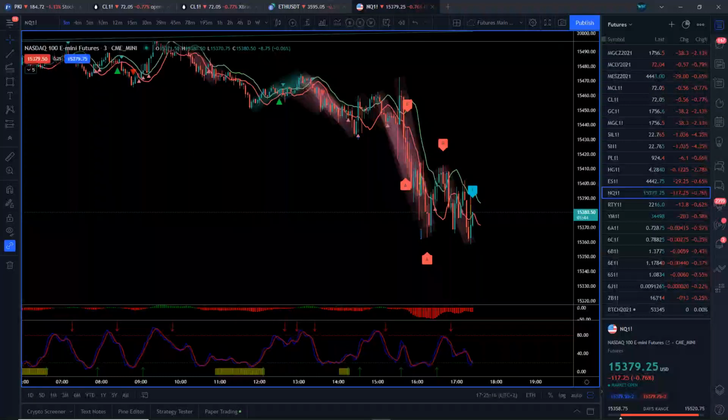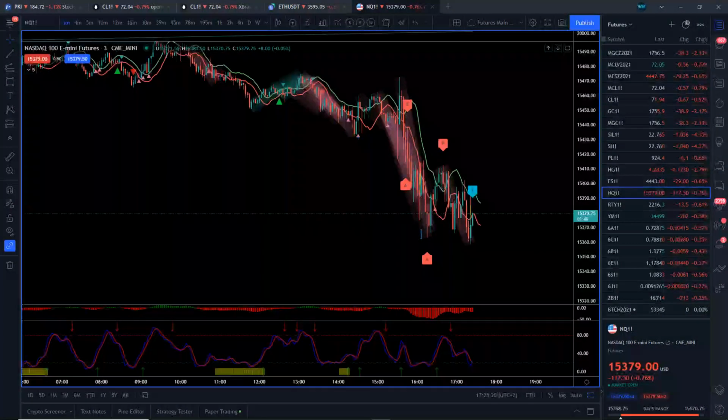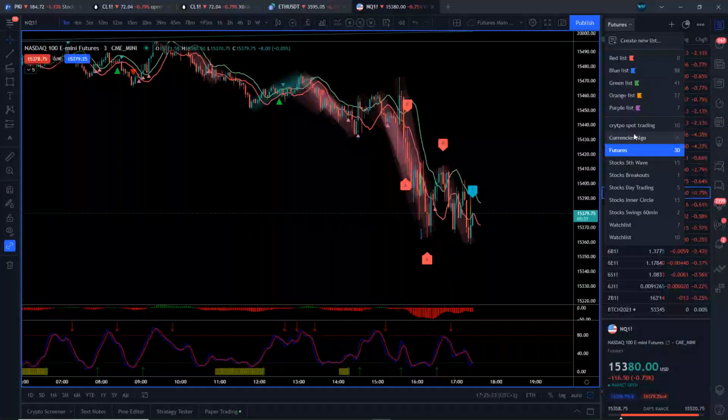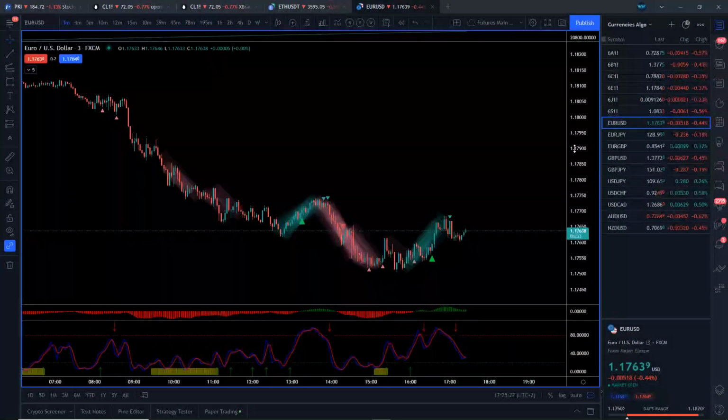Any Forex traders out there, by the way, let's have a look at a Forex trade pair. Let's go to my currencies algo, and let's go to Euro US dollar. Okay.